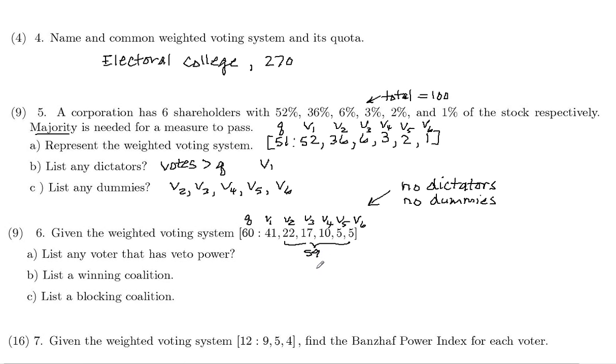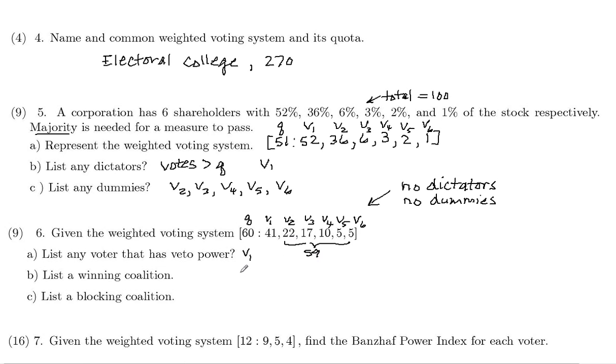They've only got 59 votes. So even if all 5 of these guys get together, they can't pass a measure without voter 1, because they've only got 59 votes and you need 60 to pass something. So this would be called a supermajority. So voter 1 does have veto power. If they withhold their vote, then the measure will not pass because these guys can't get together and get enough votes.